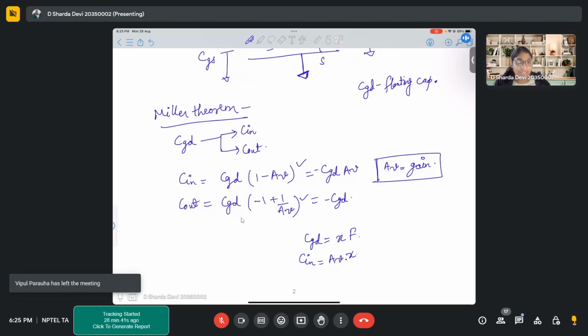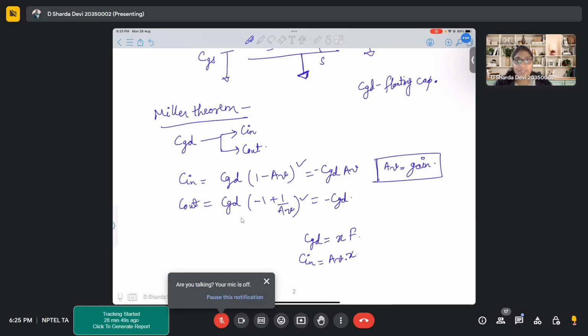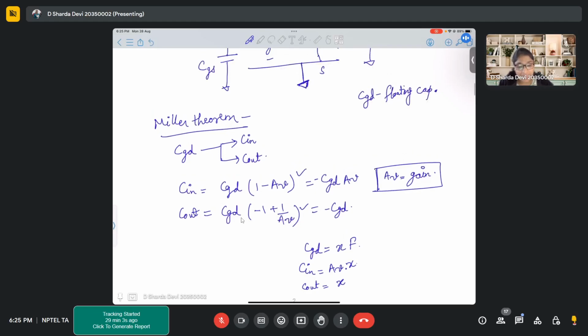Do you understand? So the capacitor that you were originally seeing, the impact of it at the input is gain times that capacitor. And similarly, at the output, it is simply X. So you will see the same capacitance effect as that of the capacitor value. So this is actually a very critical capacitor that needs to be understood and analyzed properly.